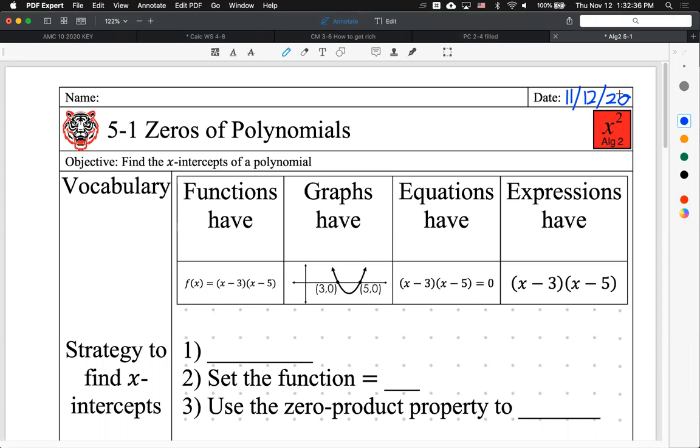Here we go. These 4 things are basically synonymous. They mean the same thing in a slightly different form. So get your head wrapped around these 4 things. They're basically the same. So functions.